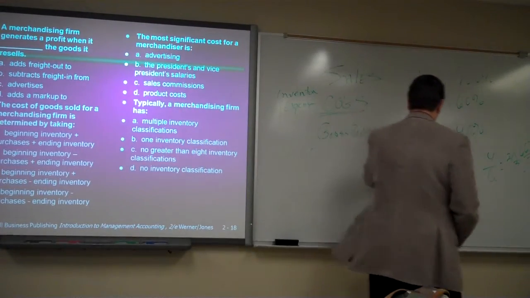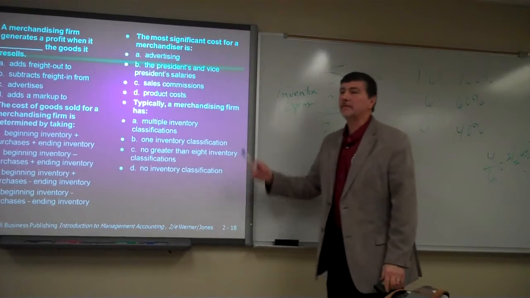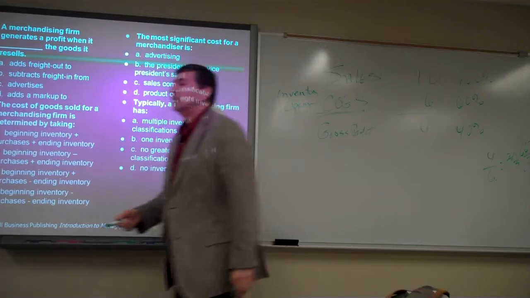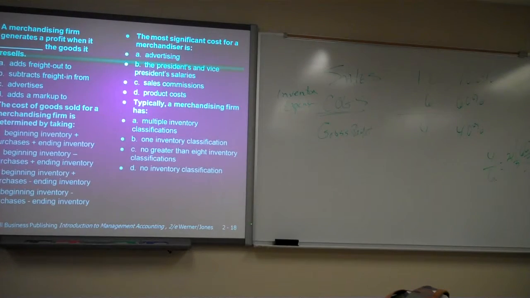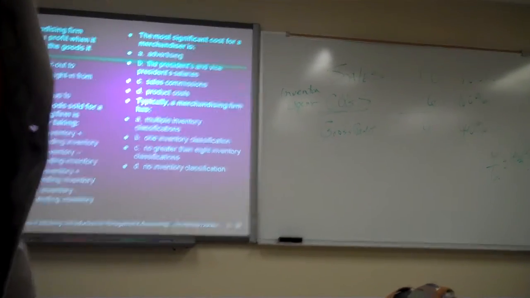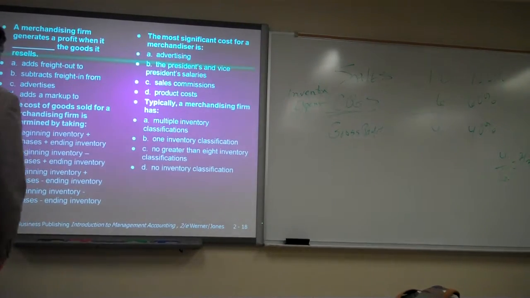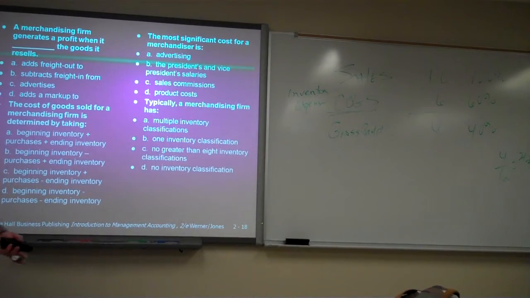So which one is it? B, one inventory classification. So if you are a merchandiser, if you look on the balance sheet under current assets, you're going to have one inventory account. Now, if you're a manufacturer, you're going to have three different ones, which is probably on here too. But anyway, a merchandising firm only has one.